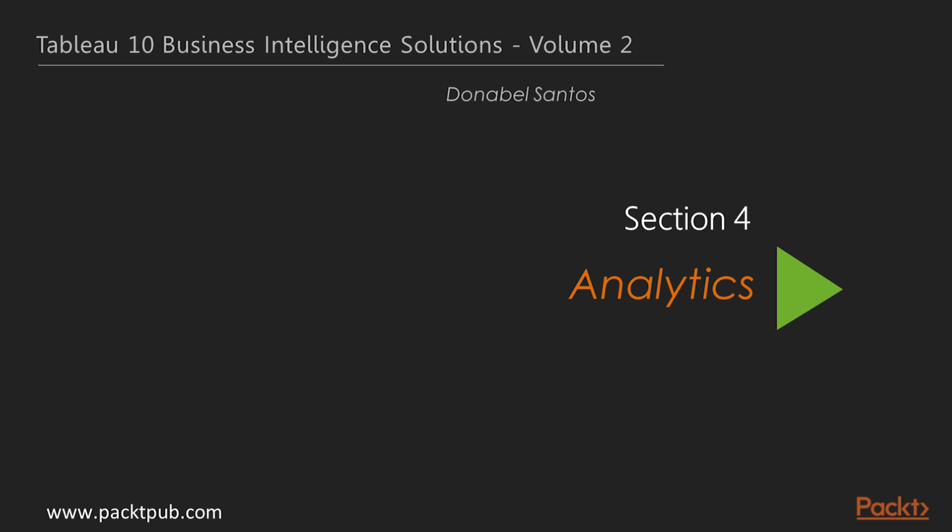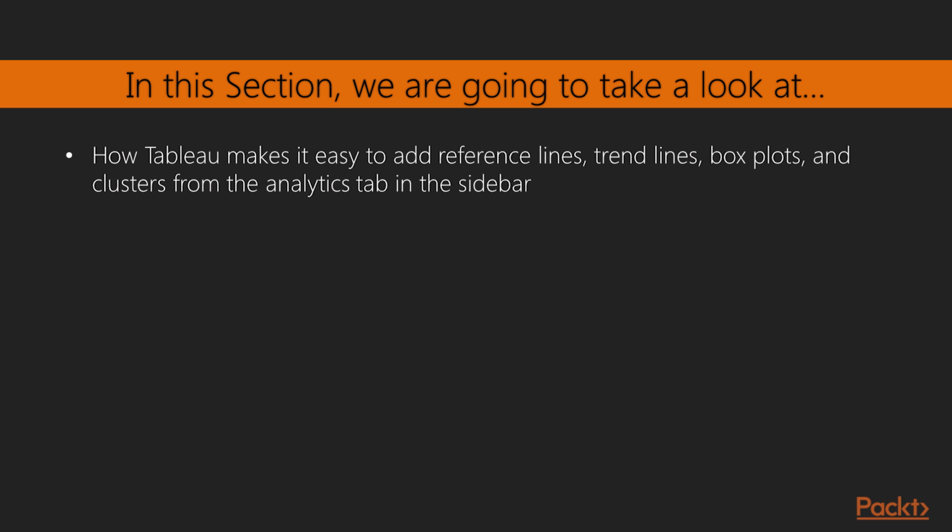This section is about analytics. In the previous section, we learned about maps and geospatial visualizations in Tableau. There are times when it's useful to add additional points of reference to a chart to provide more context for the visualization. In this section, we'll learn about how Tableau makes it easy to add reference lines, trend boxes, box plots, and clusters from the Analytics tab in the sidebar.